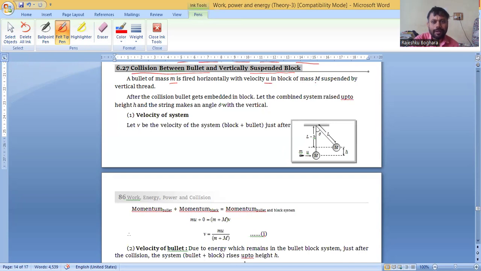It hits a block of mass capital M suspended by a vertical thread. The length of the thread is L. After the collision, the bullet gets embedded in the block. The combined system rises up to the height h.